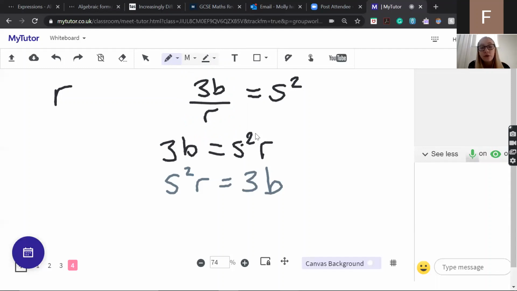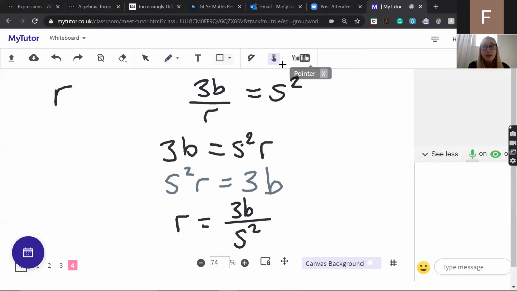And now we can see that all we need to do to get R by itself is divide by S squared. So R equals 3B over S squared. Sometimes you might get a question that says, you're given this, and it might say, what is R when B is 3 and S is 4 or something? Then you have to rearrange to make it R equals, and then you can put the numbers in. So that's more like a higher question, changing the subject and doing some formula substitution.